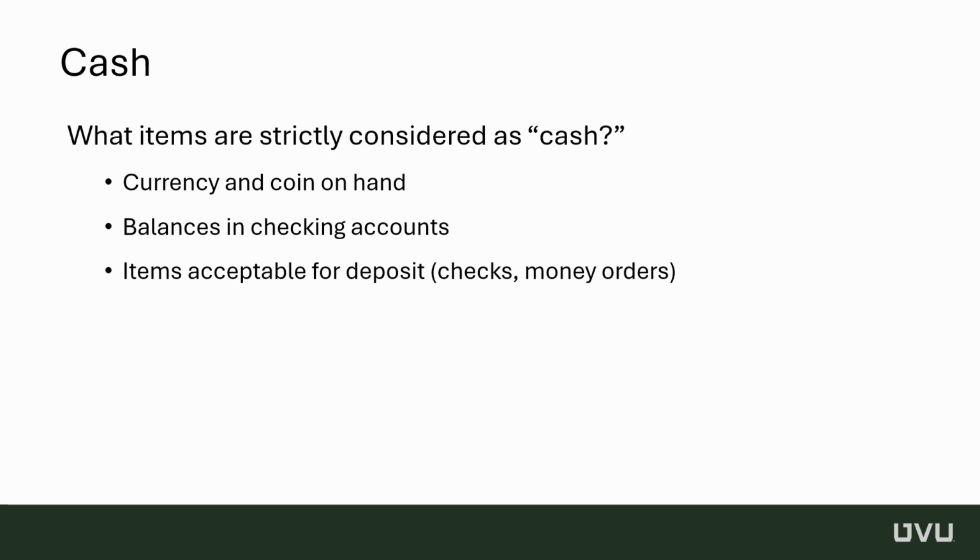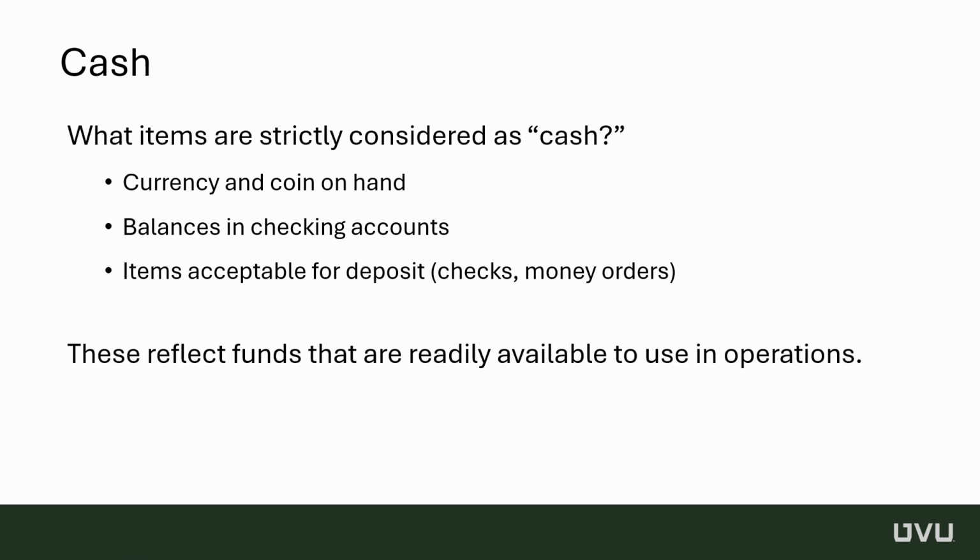If a customer gives the company a check, the company has not yet received physical currency, but it has received an item that can and will normally be deposited into a bank account in short order. So for financial reporting purposes, we generally think of it as cash. The key idea is availability. These are funds that are readily available for use in operations. In other words, the company does not need to sell an investment or wait for some maturity period or go through any other complicated process to convert these into spendable money. They are already spendable or extremely close to being able to be spent.